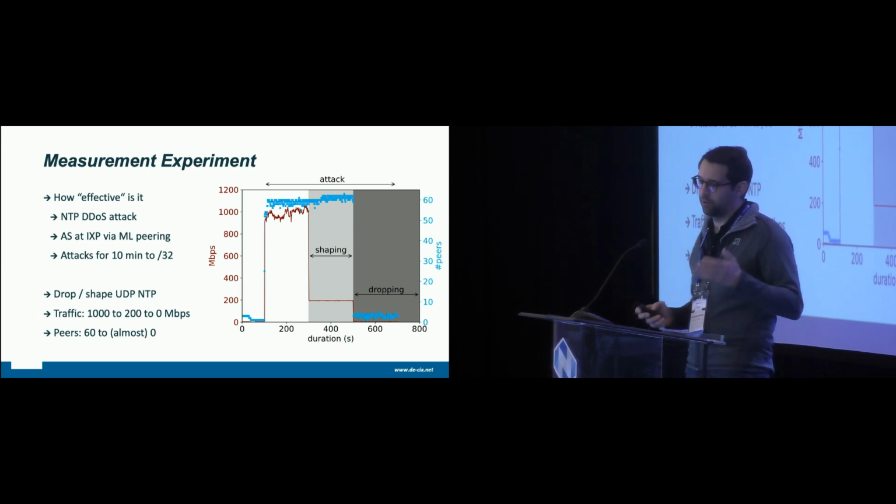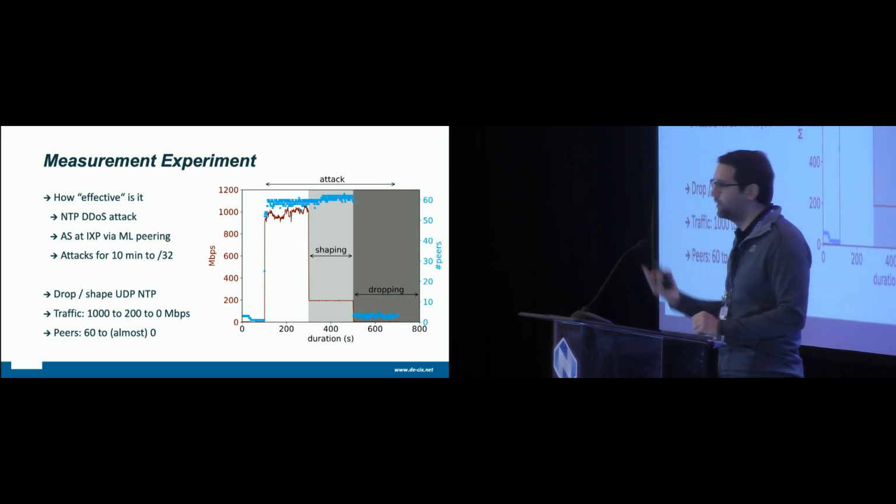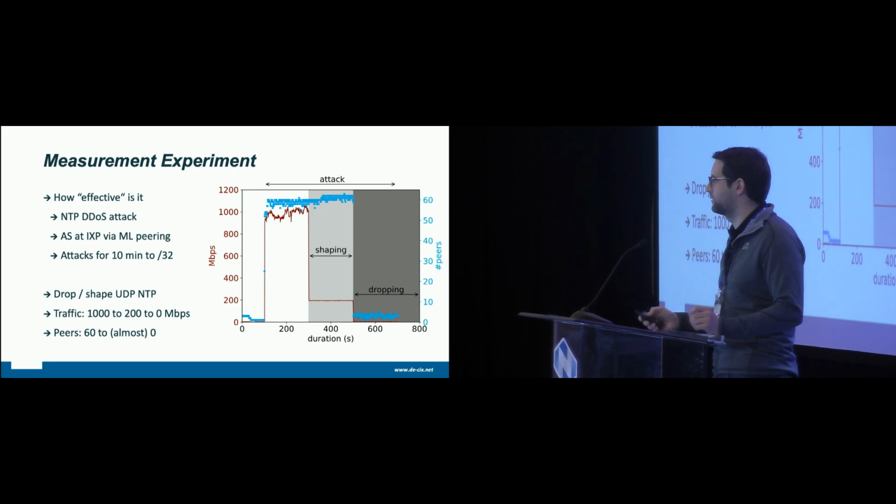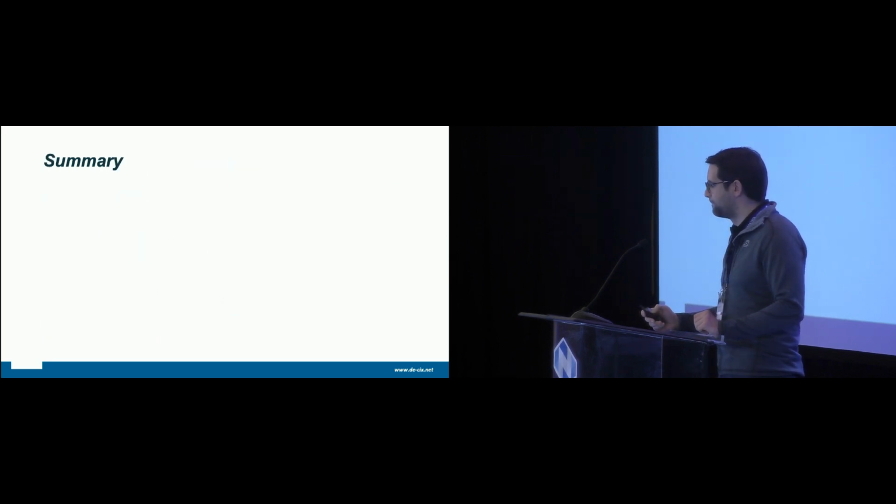And we just filter on NTP traffic, right? So if we had a real service, it would still be reachable and there would be no effect from the DDoS attack on it.